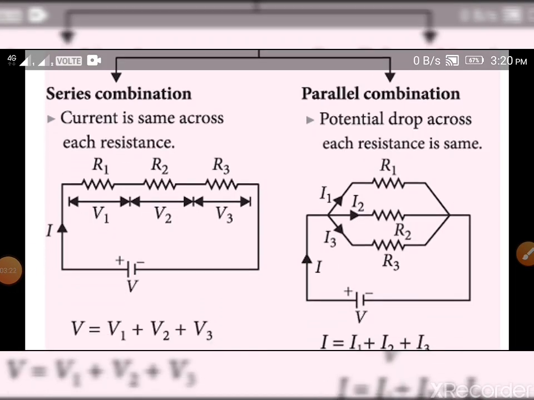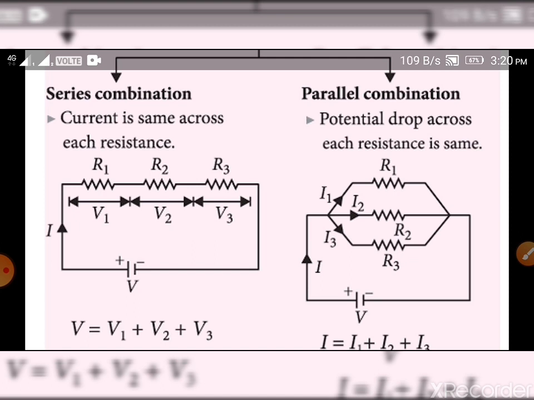Now the parallel combination, in which resistors are connected as in the diagram. Here R1, R2, R3 are connected: one end of each of R1, R2, R3 is connected together, and the other ends of R1, R2, R3 are connected together, and it forms a closed circuit.